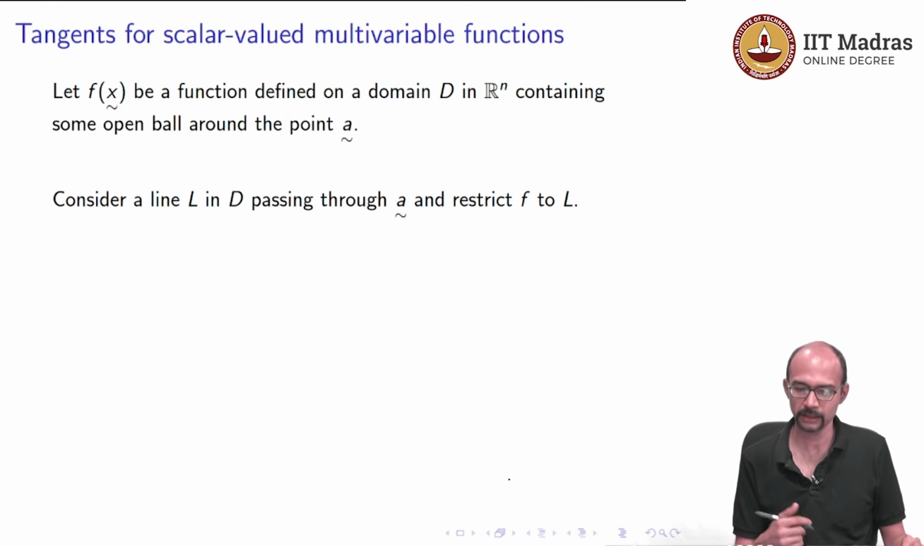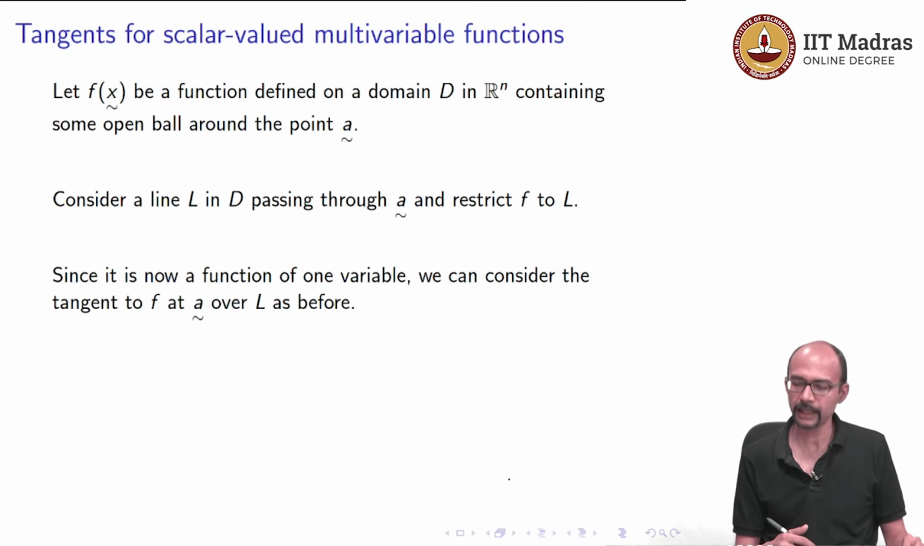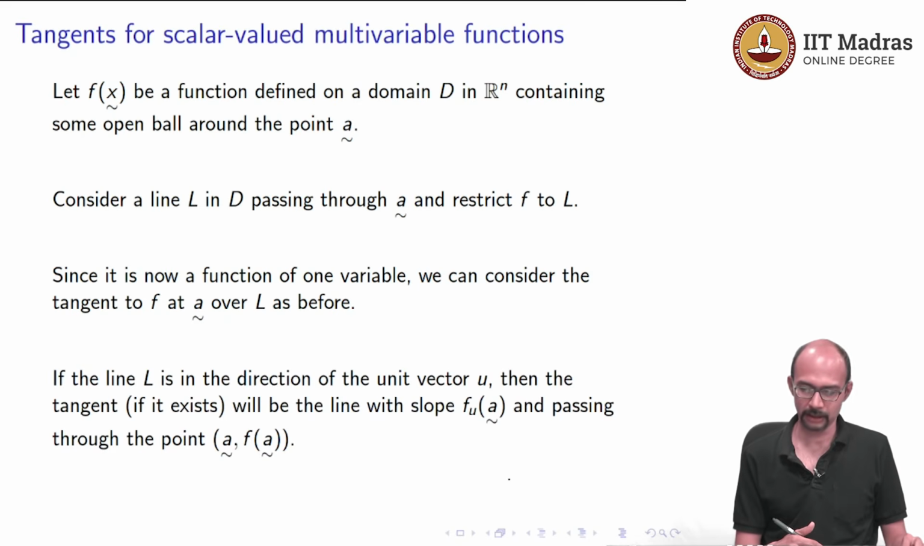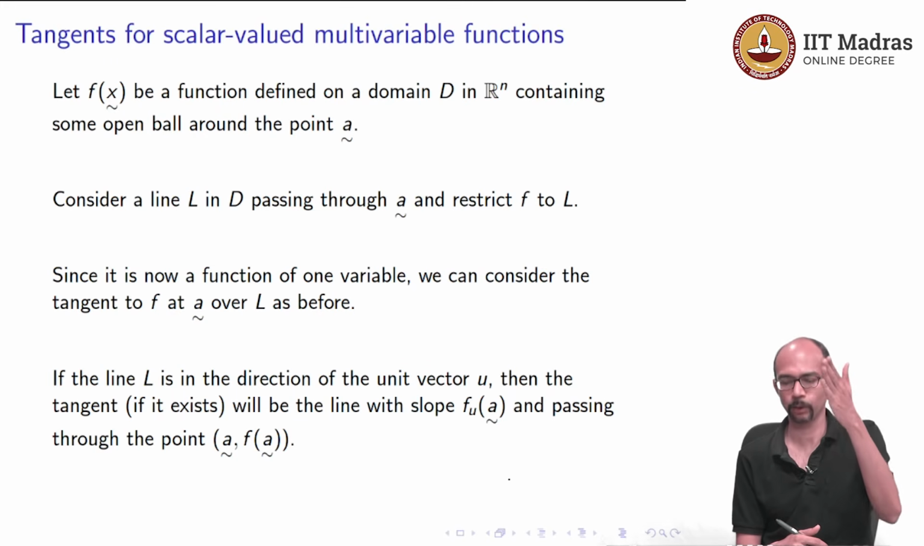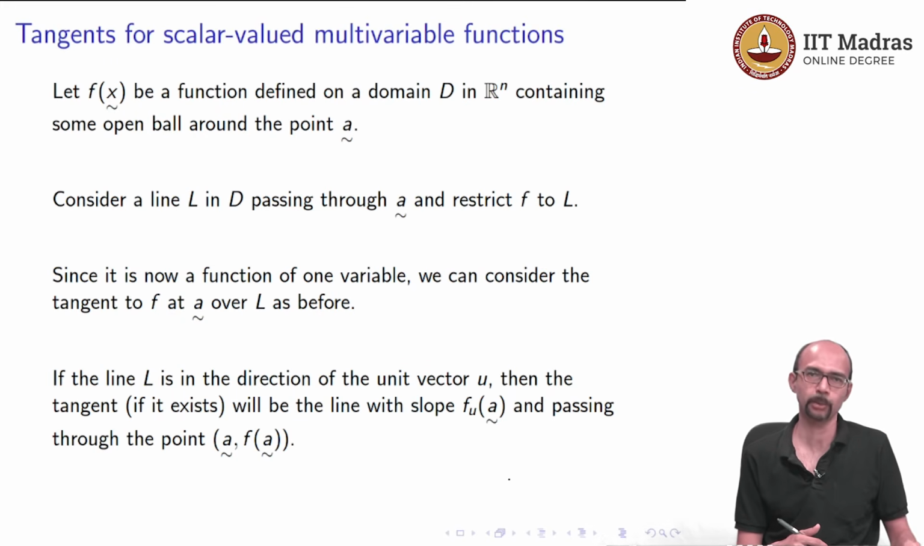So, suppose you have a function f of x tilde, which is defined on a domain D in Rn containing some open ball around the point a tilde. You take a line, restrict f to that line, line passing through a tilde, that is, and since it is a function of one variable, we can consider the tangent to f at a tilde over L as before. So, if the line L is in the direction of the unit vector u, then the tangent, if it exists, will be the line with slope f u of a tilde and passing through the point a tilde comma f of a tilde. And from here we can find out the equation of the line.